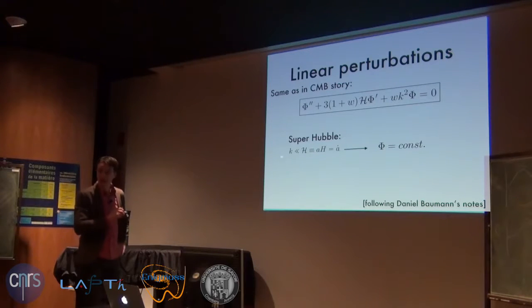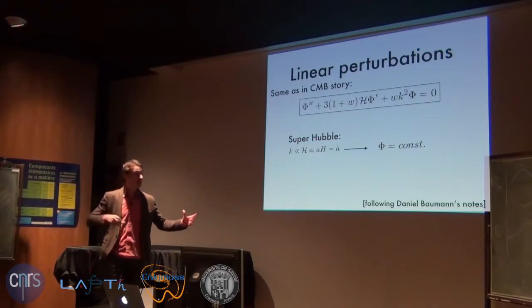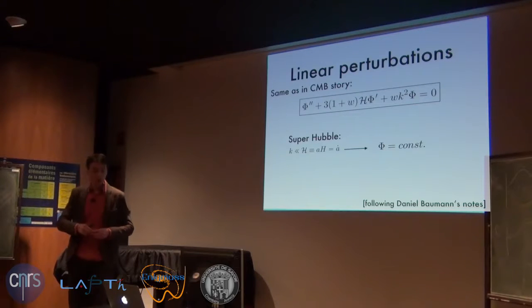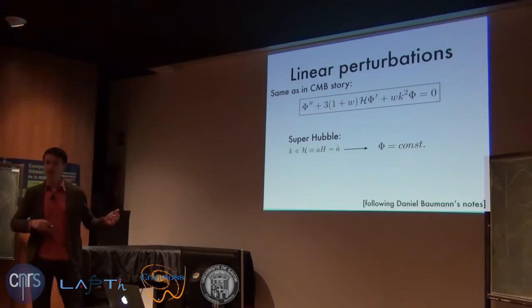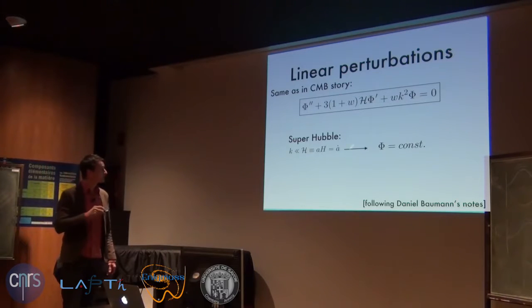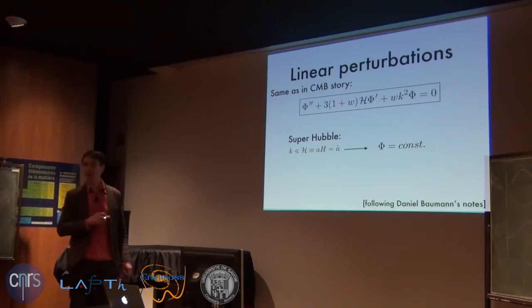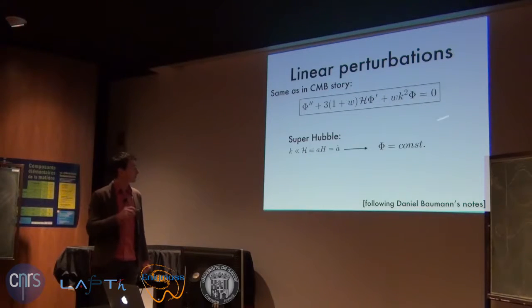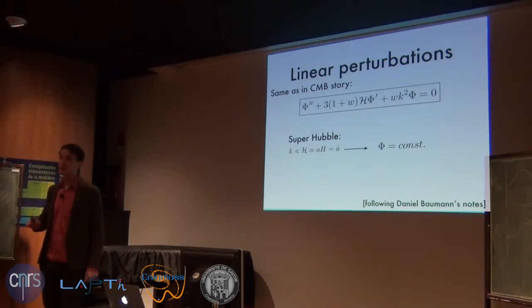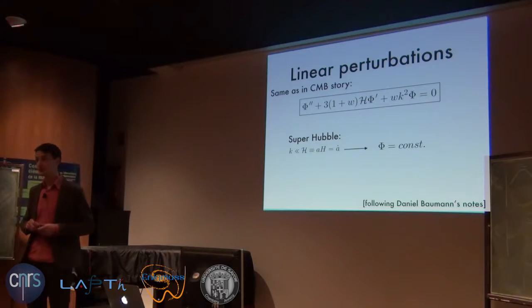And tiny wave mode k, of course, is a very large physical distance. This relation says that when the wave mode is larger than a particular radius, which is given by the expansion rate, and that is the Hubble radius, then the gravitational potential does not evolve, it's constant. That's a direct outcome of this equation. And to remind you, this equation comes from the Einstein equations when you plug in a homogeneous metric with a tiny perturbation, the potential.